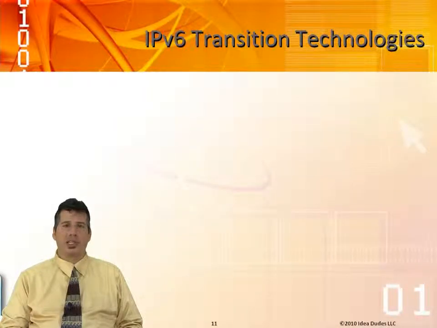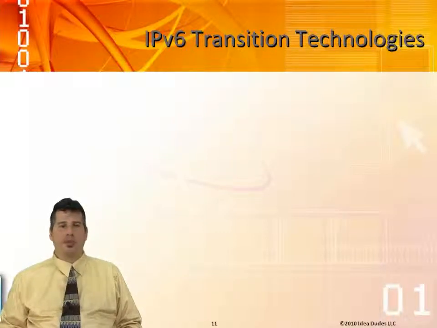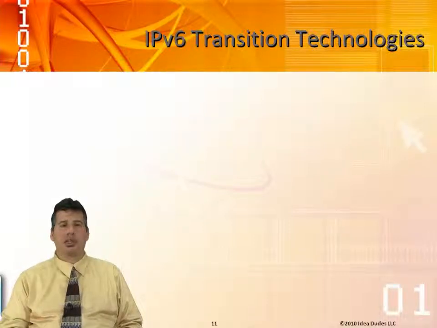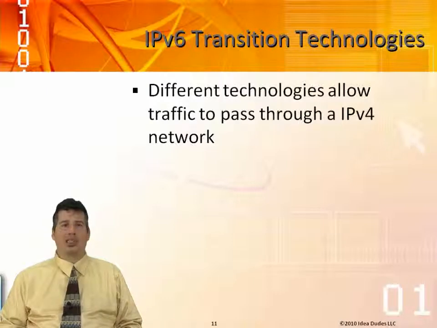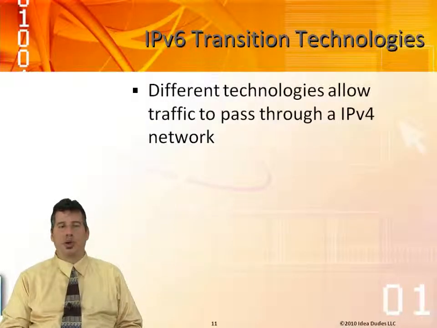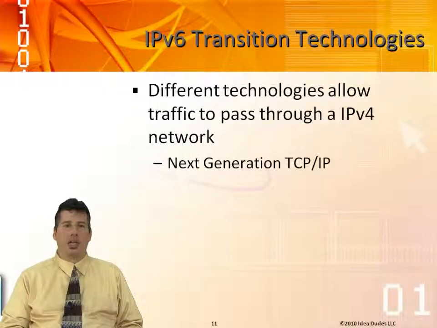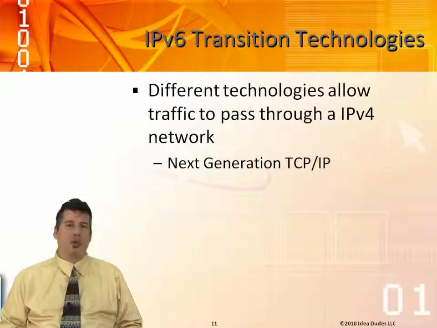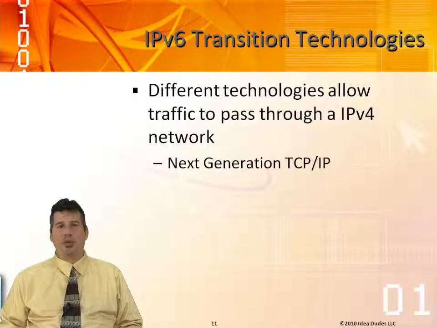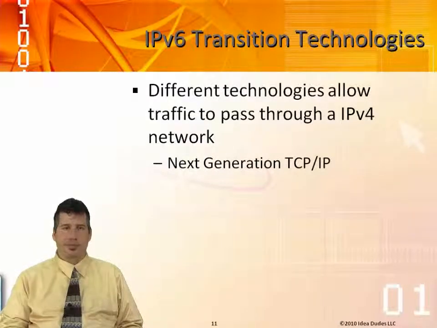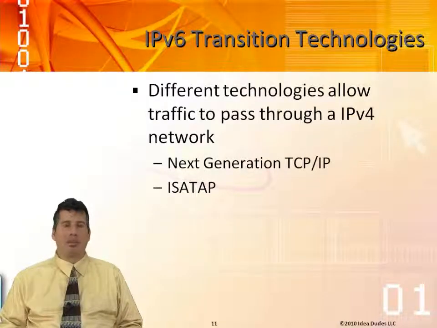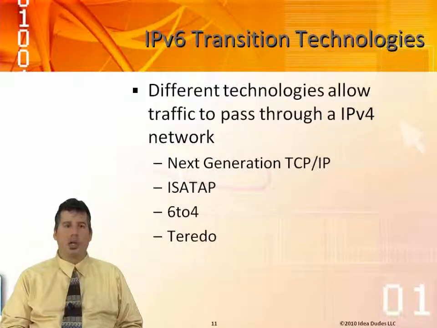Now, when we look at the different transition technologies, when we're looking at IP version 4 and IP version 6, one of the things is they're not going to communicate. But we can go through IP version 4 using IP version 6 through what is known as tunneling. So there are different technologies that allow us to pass traffic through the IP version 4 network with IP version 6. Next generation TCP/IP means we have a dual stack. Remember I showed you before, we had IP version 4 and IP version 6. ISATAP allows us to tunnel through IP version 4. 6to4 is another one, and Teredo.